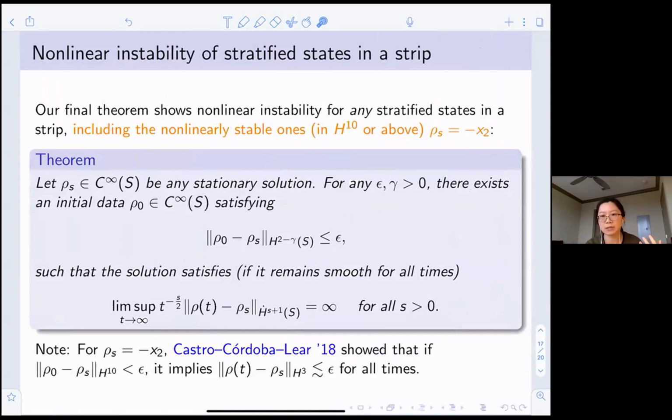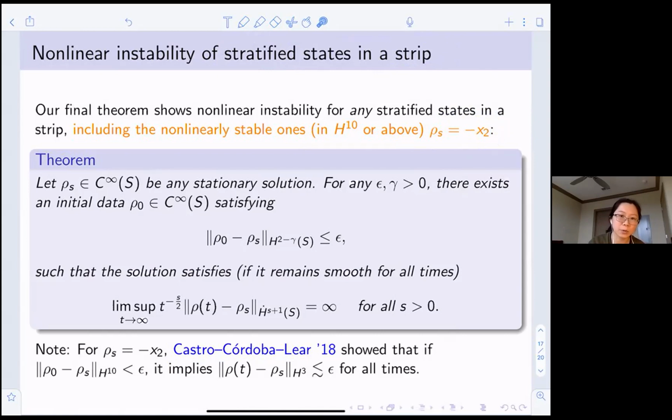But you may say that this is not so surprising, because any steady state will have locally a point where the heavier fluid is on top of the lighter one, which is linearly unstable anyway, right? Well, we are actually able to show in this last theorem that even, so let's now consider the stratified state in the strip, right? So in this case, the monotone steady states are allowed. And we know that some of them are non-linearly stable, like this rho s equal to minus x2. We know that this is non-linearly stable by Castro, Cordoba, and Lear in H^10 or above.